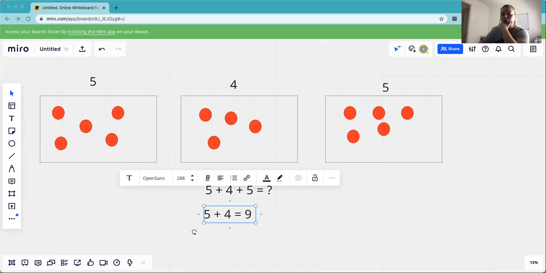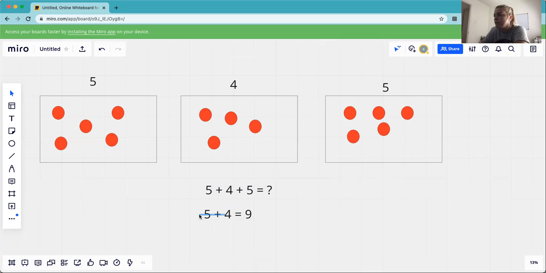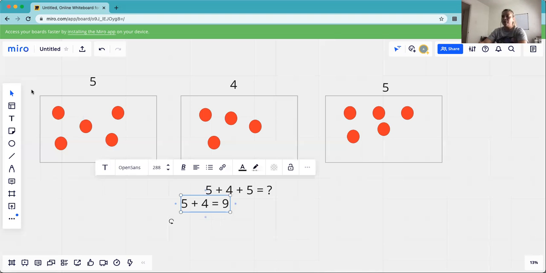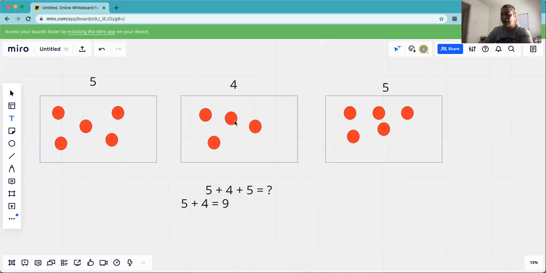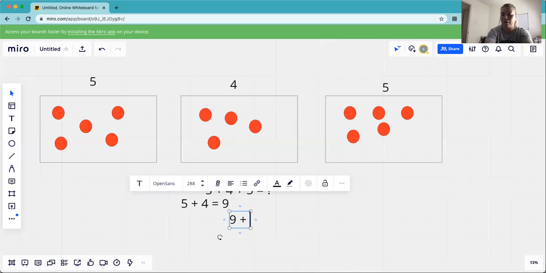Okay. 9 plus 6. So when I did that, let me go ahead and bring this over. So 5 plus 4 equals 9. All right. So now I need to add on my other part that I have here. So I'm going to go ahead and do this. 9, which I figured out 5 plus 4 equals that, plus my 5 equals what?